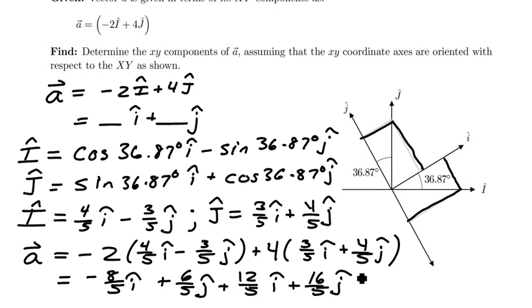So if I go ahead and work that out, minus 8/5 plus 12/5 will be 4/5 in the little i, and I'll have 6/5 plus 16/5, so plus 22/5 in the little j. And now we should be good to go. Best of luck as you validate this result.